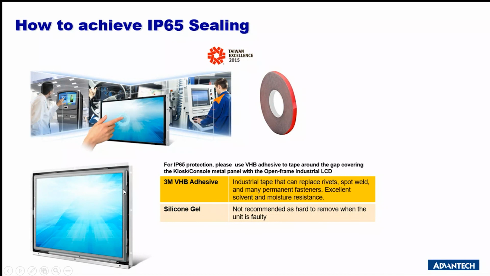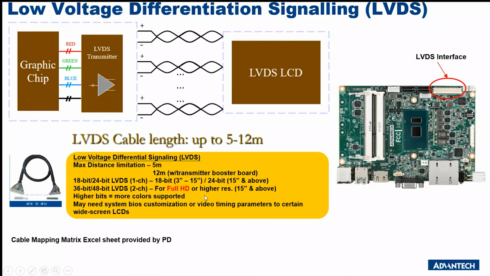But sometimes the contractor uses silicone gel to install, which is okay, but the problem is when we need to troubleshoot, it will be a problem to pull out the display, because it can stretch when pulling the system out from the panel. And then I just want to share regarding the LVDS that I mentioned before.